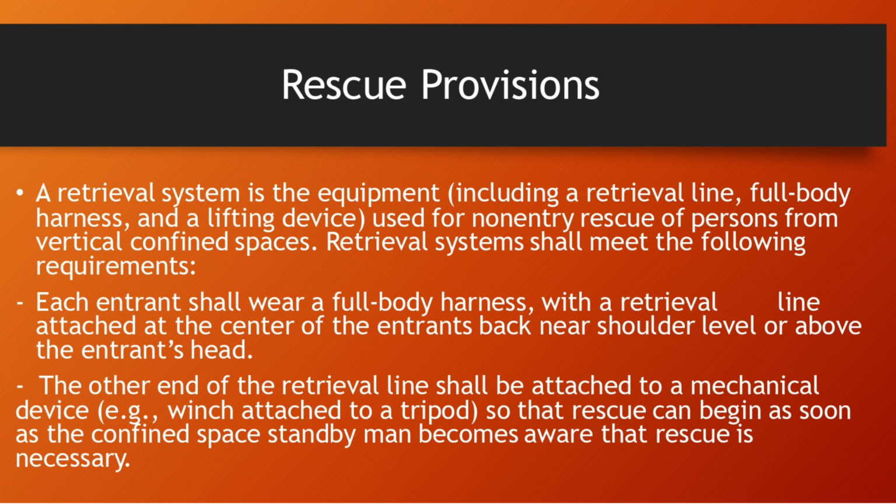Retrieval systems shall meet the following requirements. Each entrant shall wear a full body harness with a retrieval line attached at the center of the entrant's back near shoulder level or above the entrant's head. The other end of the retrieval line shall be attached to a mechanical device, for example, a winch attached to a tripod, so that rescue can begin as soon as the confined space standby man becomes aware that rescue is necessary.